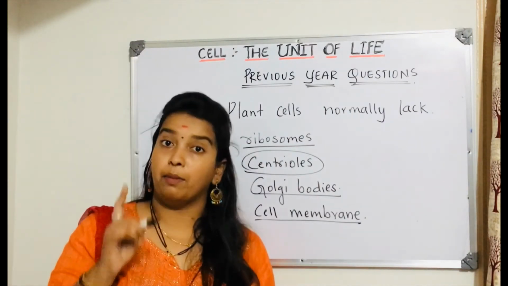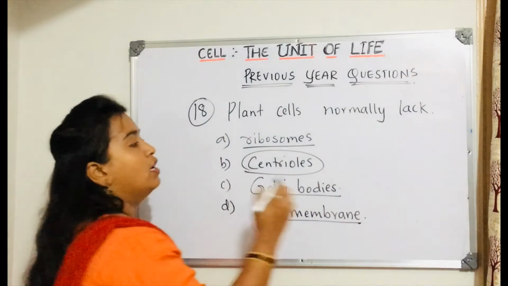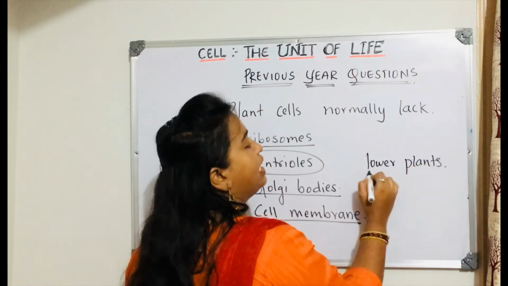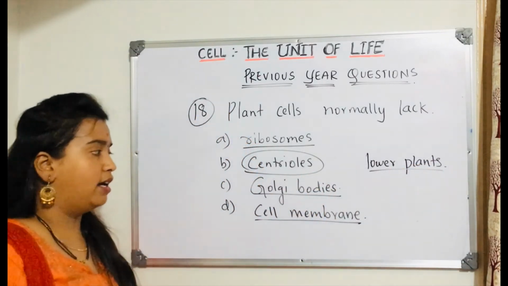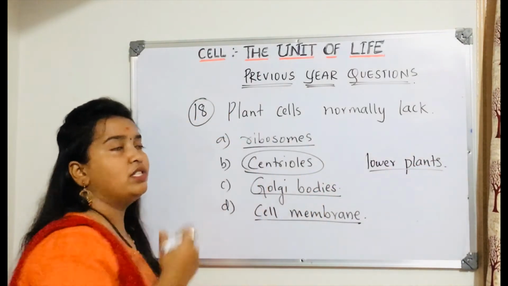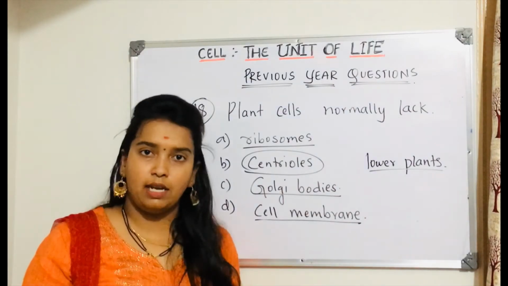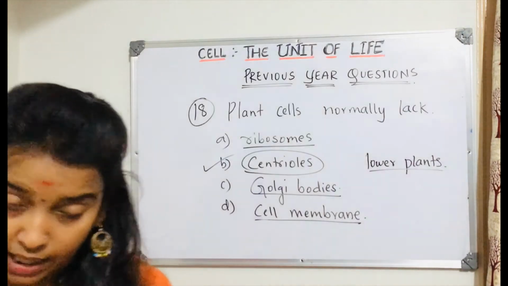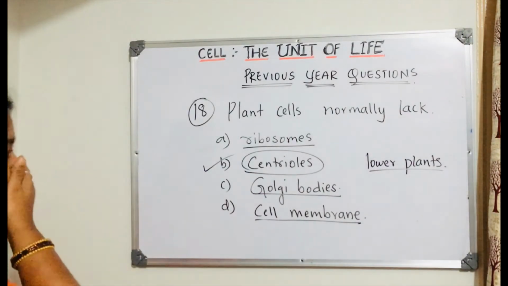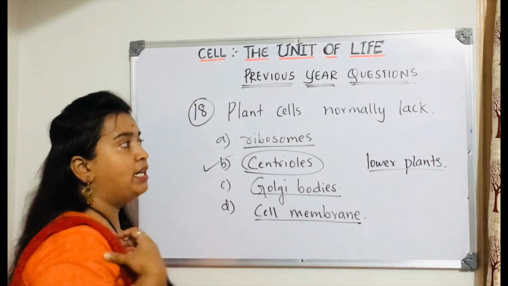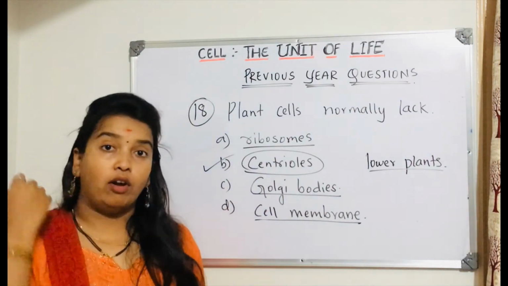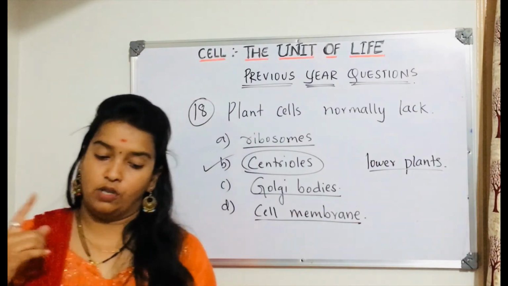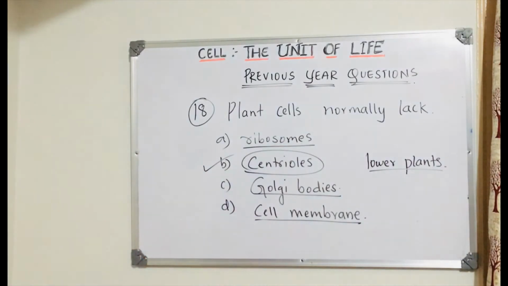Centrioles are present in plants, but they are only present in lower plants. They have not mentioned anything like lower and higher plants, but all the other options are present in plants. So obviously the answer is centrioles. If they say lower plant cells normally lack, you cannot answer centriole, because centriole is present in lower plants. It is not present in higher plants.